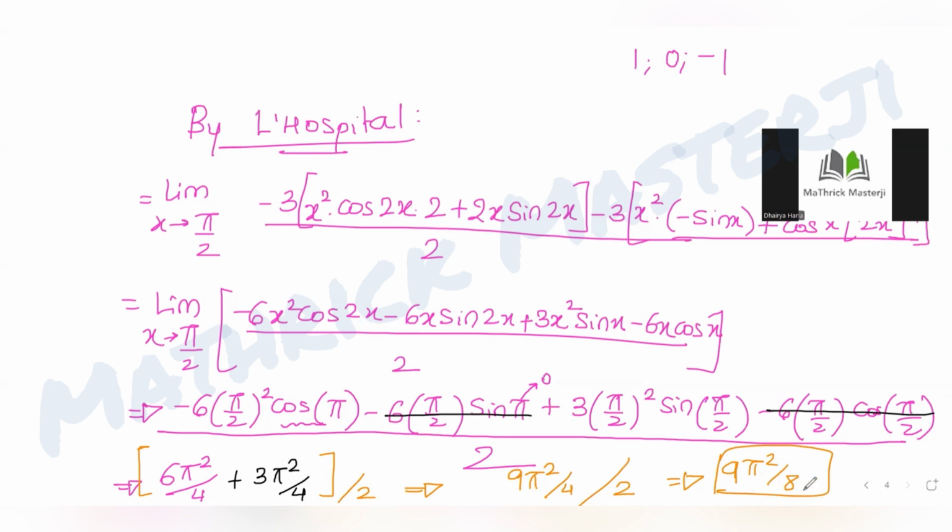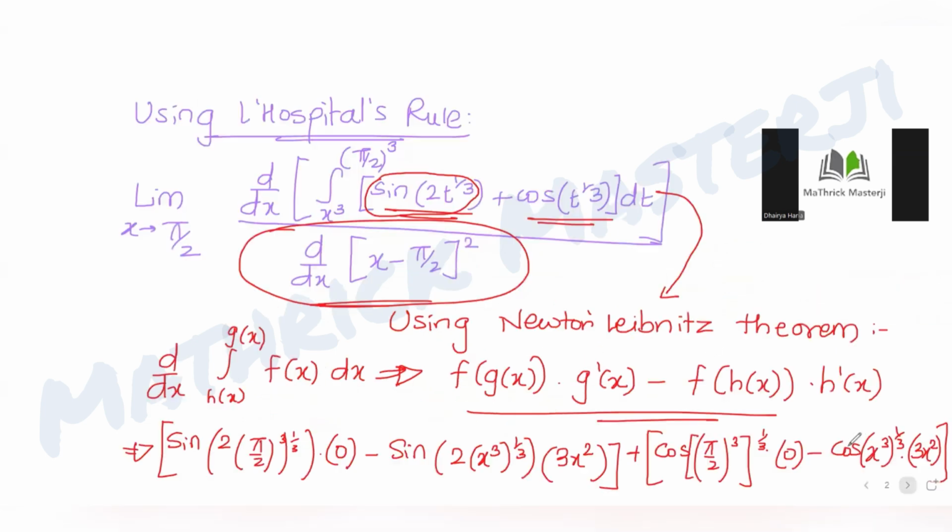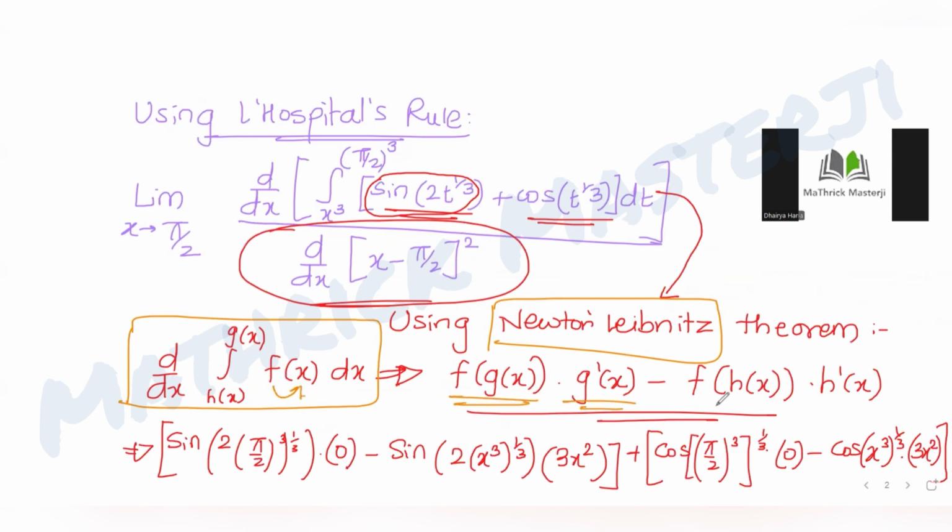So we have this entire thing, and if you see the answer choices, the one that matches the question is option B. So B becomes the correct answer for the question that is given to us here. I hope you have understood how to solve this type of question, which deals with the use of the Newton-Leibniz theorem. That is basically the derivative of an integral of a function. You just take the function of the upper limit into the derivative of the upper limit, minus the function of the lower limit into the derivative of the lower limit. So that will give you the derivative of an integral of a function.